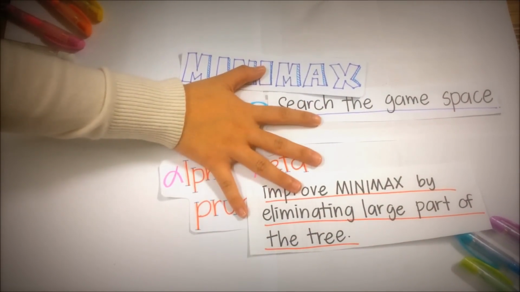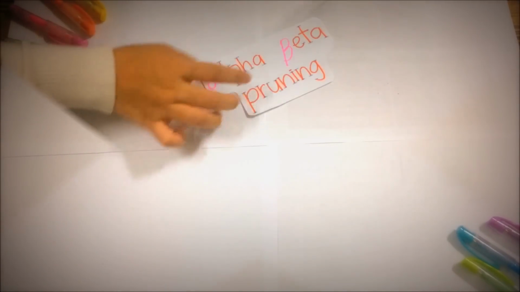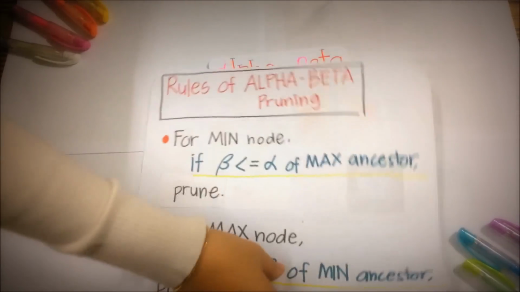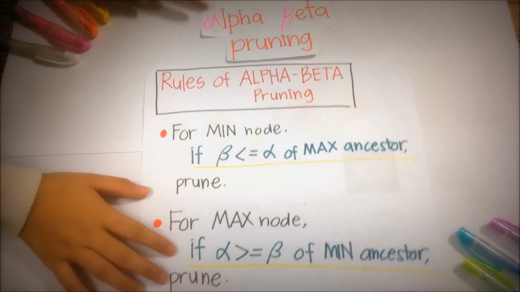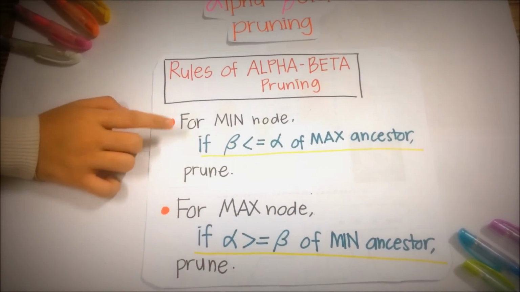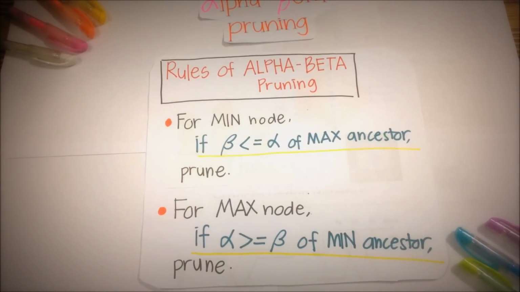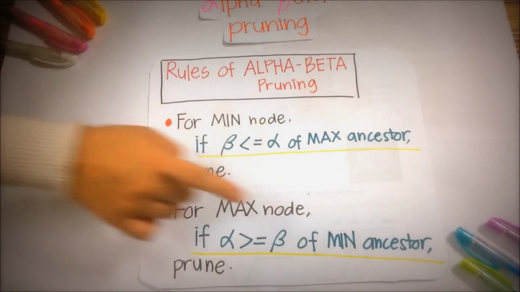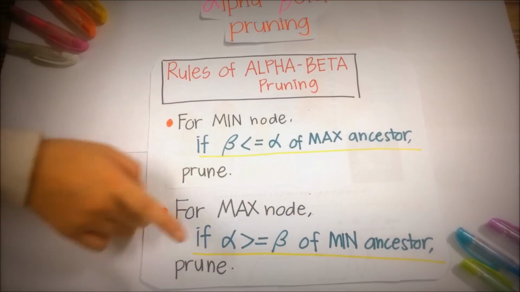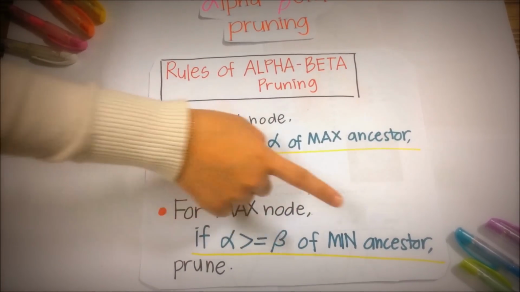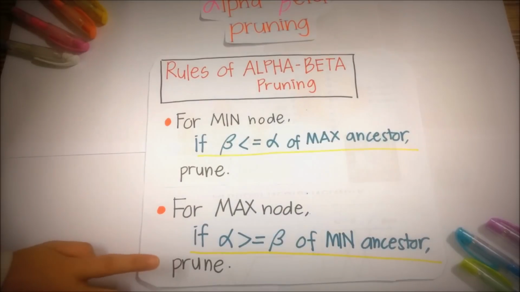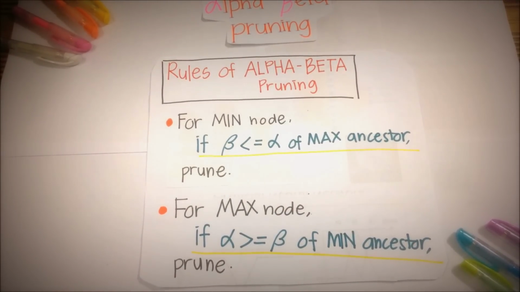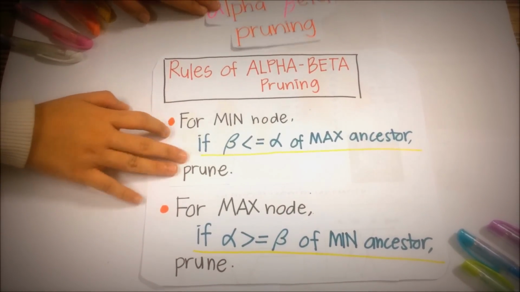Next, let's understand how the alpha beta pruning rules work. A node will be eliminated or pruned if either of these two conditions occurs. The first condition, for a minimum node: if beta is less than or equal to alpha of a maximum ancestor. Second, for a maximum node: if alpha is greater than or equal to beta of a minimum ancestor.